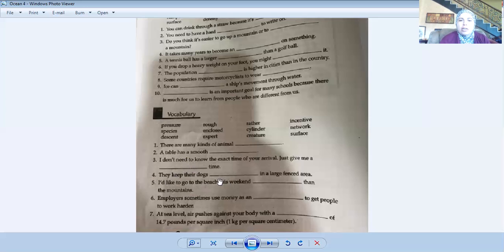They keep their dogs where? Enclosed in a large fenced area. Yeah. So like cage, put behind this cage or in this cage. I'd like to go to the beach this weekend. What is it? Rather than the mountains. So this person prefers visiting the beach and not the mountains.